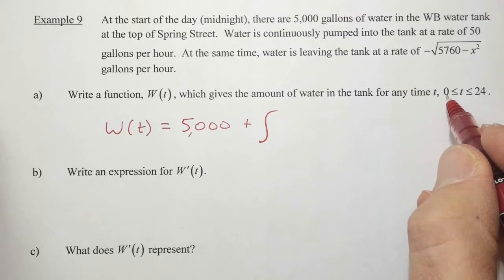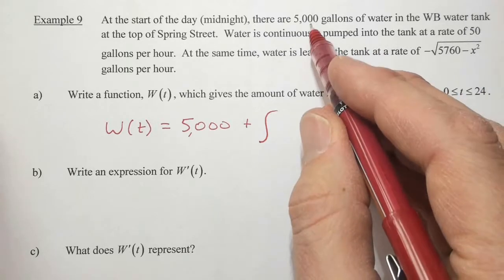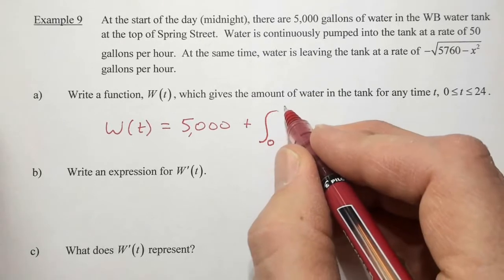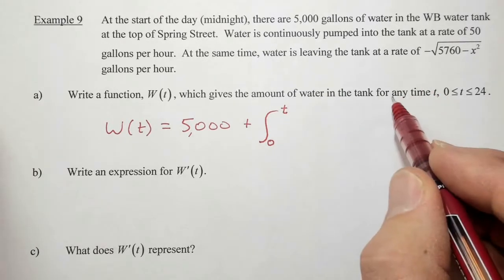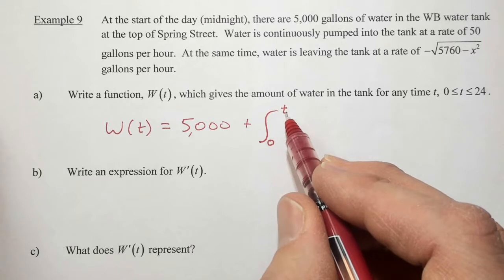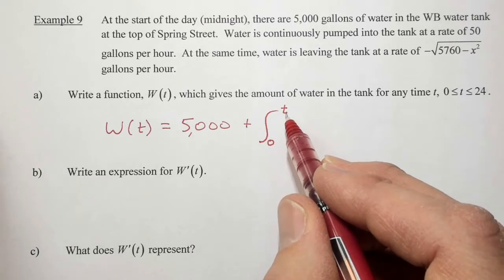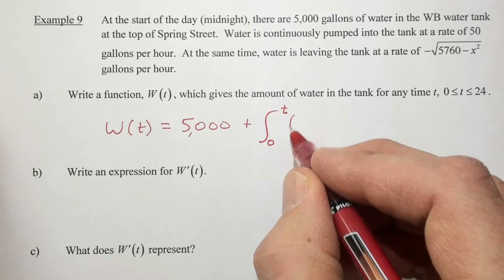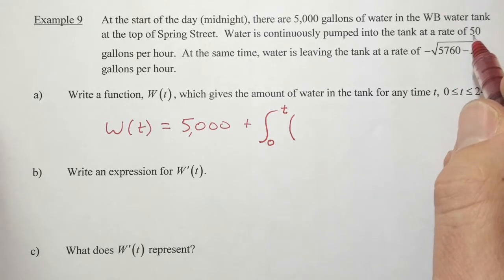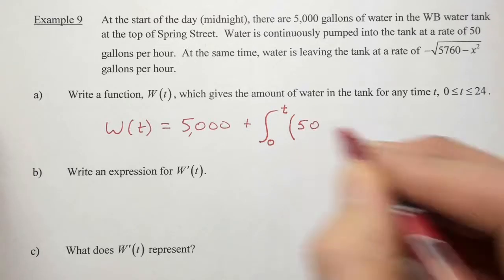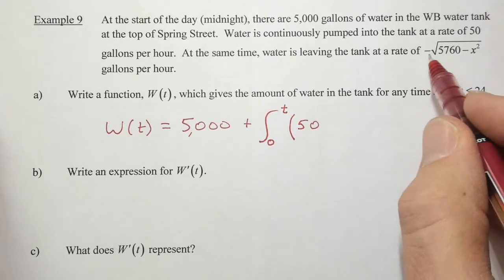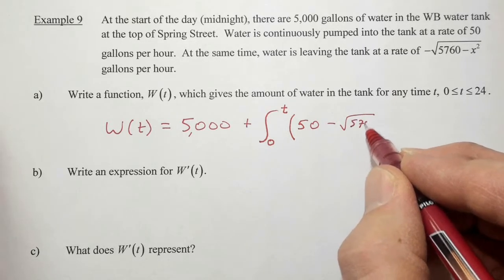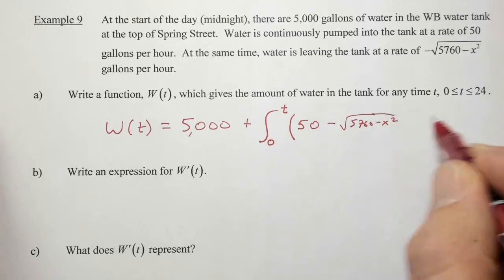As I mentioned before, we're starting when t is equal to 0. That's when there's 5,000 gallons of water in the tank. So 0 is going to be our lower bound. Our upper bound is unknown because we want to do this for any time t. So this might be 1, this might be 20. It's anything that works between 0 and 24. As far as the integrand is concerned, well, the amount going in is 50 gallons per hour. So we have our 50. And the amount leaving, we see right there, is our negative square root of 5,760 minus x squared gallons per hour.